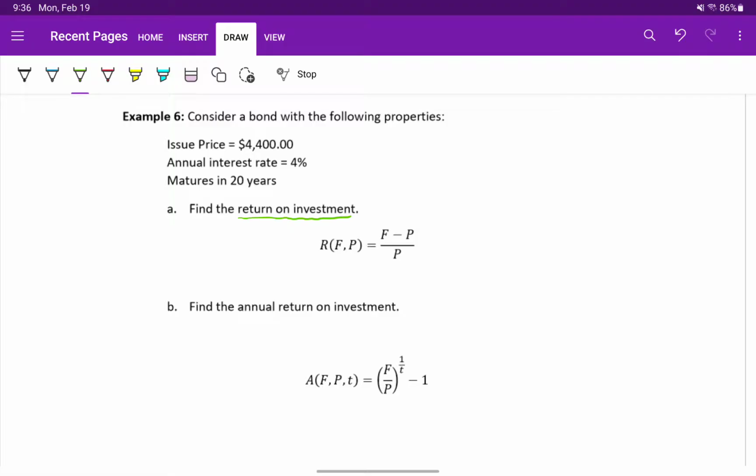In order to do that, we find the future value, F, and the original principal applied, P, and evaluate this formula. So for this bond, we can calculate that future value as the amount invested, $4,400, plus 20 years of interest, which we can calculate as 4,400 times 0.04. This gives us a future value of $7,920.